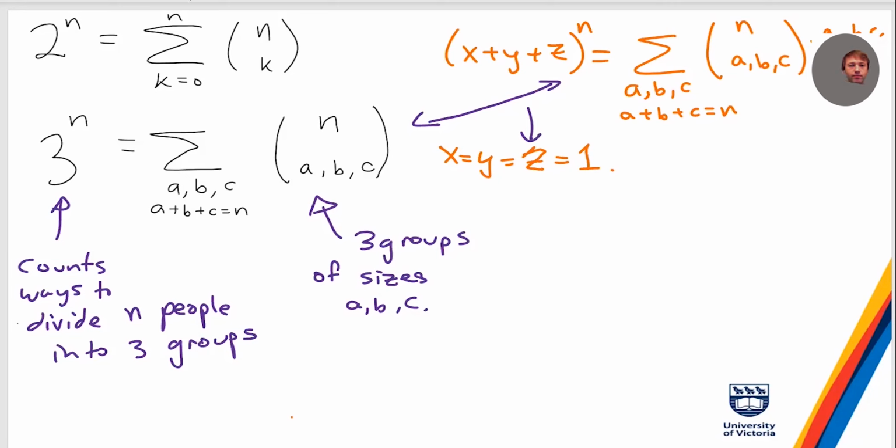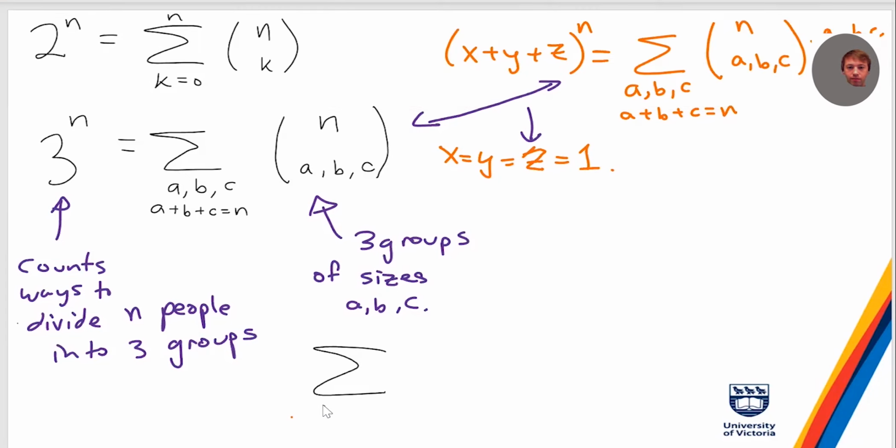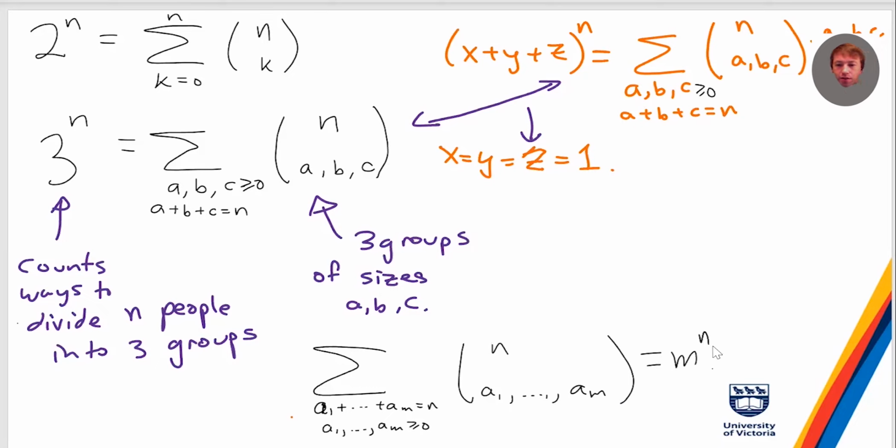And similarly, if I take the sum over all the multinomial coefficients, let's say a1 through am summing to n, of n choose a1 through am, I should say these are non-negative, this is always going to equal m to the n. So there is a connection between breaking into groups where you don't know how big they are and breaking into groups where you've specified the sizes. Okay, are there any questions about this?